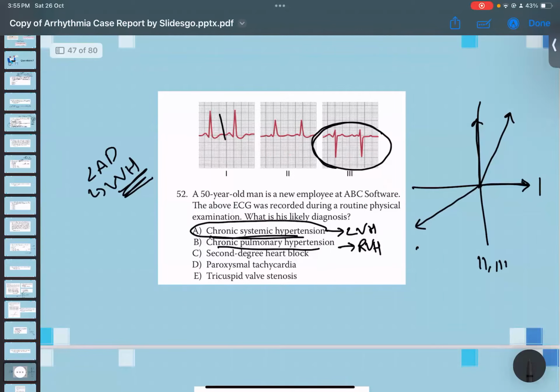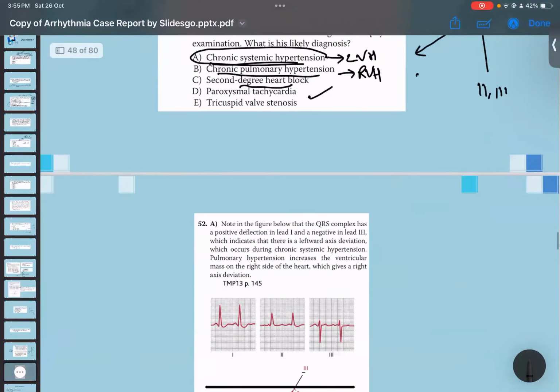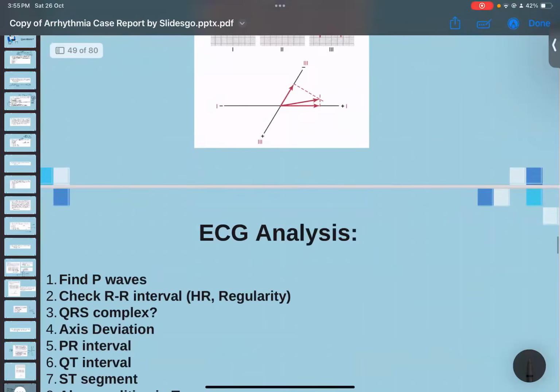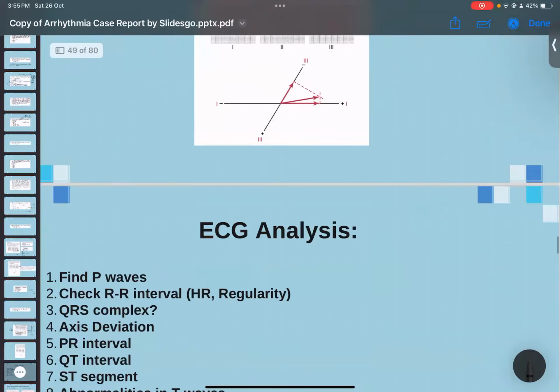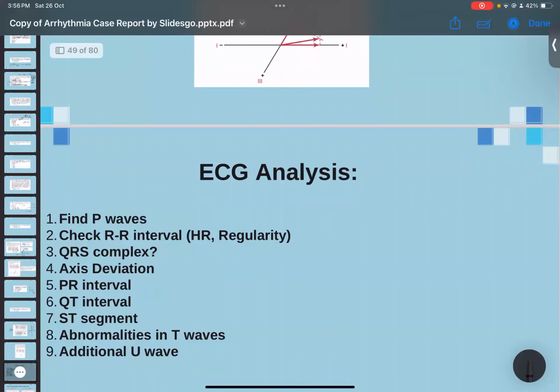Second degree heart block, you want a longer rhythm strip to determine if it's actually a heart block in the first place. Paroxysmal tachycardia, again, you need a longer rhythm strip to determine if there is tachycardia and if it's paroxysmal, which means repetitive. And tricuspid valve stenosis obviously cannot be determined because you need to listen for a murmur. So yeah, 52A. Now that basically concludes our first part of the ECG.